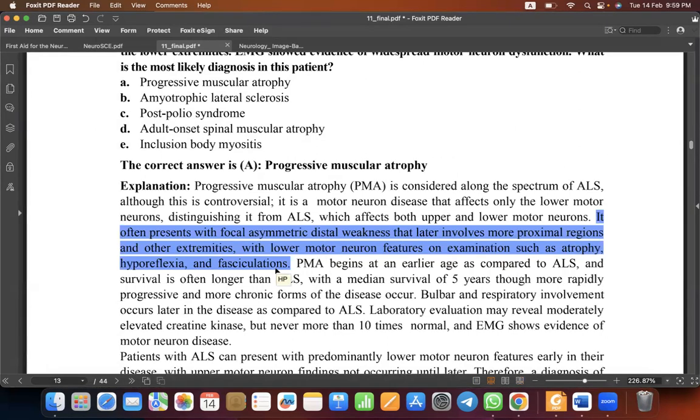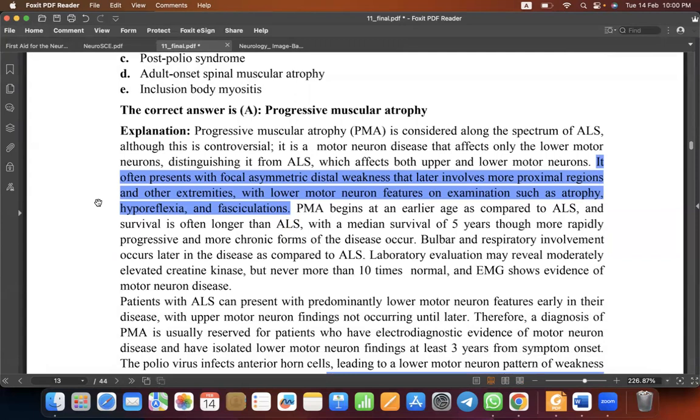Okay, so it often presents with asymmetrical distal weakness, later involving the proximal region as well. So there could be atrophy, fasciculation, hyporeflexia, wasting. That is very important. Progressive muscular atrophy begins at an earlier age compared to amyotrophic lateral sclerosis. Cervical onset is often longer in this condition. Okay, so this is a condition having an excellent prognosis compared to other conditions. Bulbar and respiratory muscle involvement occur very late.